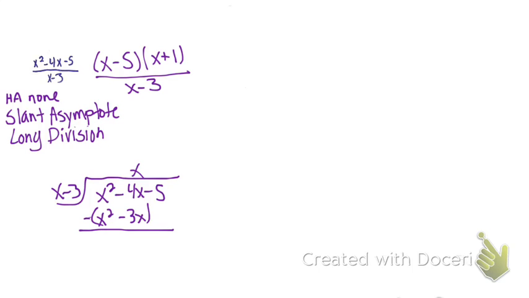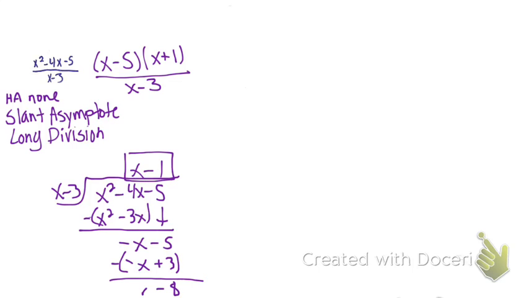So negative 4x minus that negative 3x gives me a negative x, and I bring down my minus 5. X times negative 1 is a negative x, and I'll multiply that by everything. I would subtract that whole thing, and I would get a remainder of negative 8. Now my remainder is not really going to affect my graph. What really matters here is what I end up getting for an answer. That x minus 1 that I get is my slant asymptote.